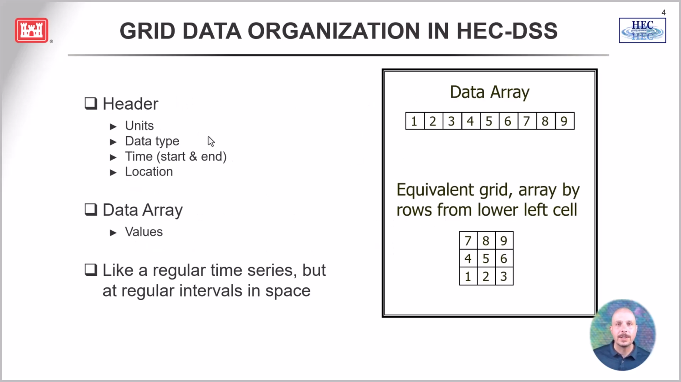In addition to the header information, the other part of gridded records data structure is the data array. The data array for a gridded record is stored as a list of sequential values, just like an array for an HEC-DSS time series record. But the geographic header information for the gridded record helps with the interpretation of the size of the grid, the geographic location, and how the data values from the array are assigned to each cell in the grid, starting from the lower left cell.